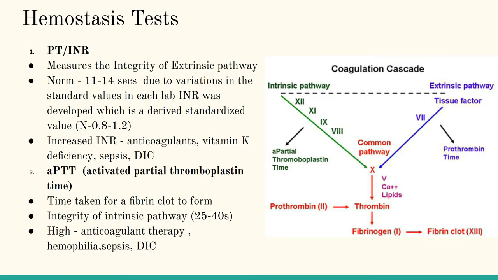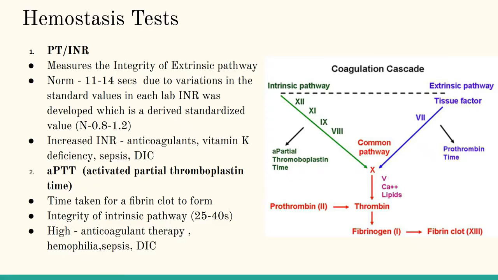Moving on to hemostasis diseases or tests, there are four main components of hemostasis tests. The first one is the PT-INR, the second one is PTT, the third one is fibrinogen, and the fourth and final one is the D-dimer.